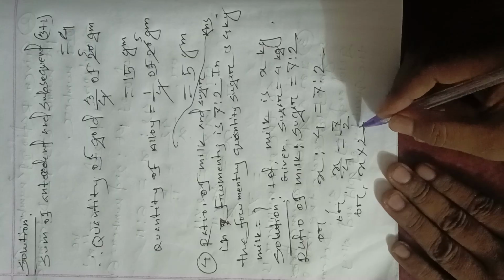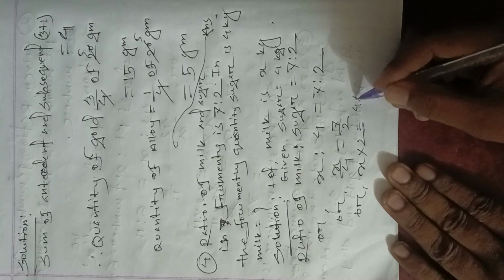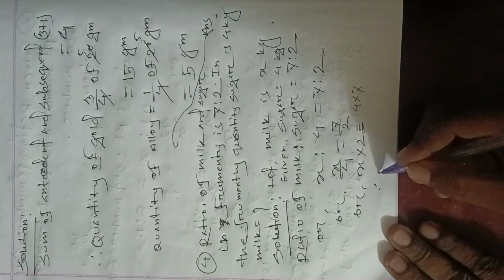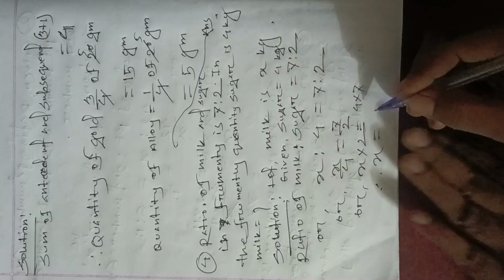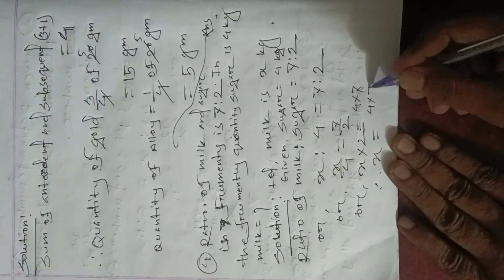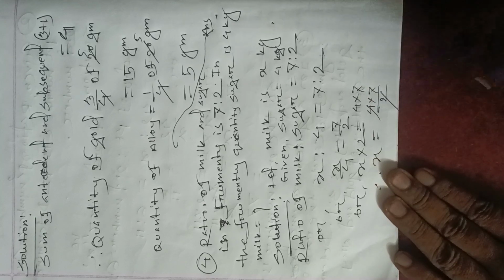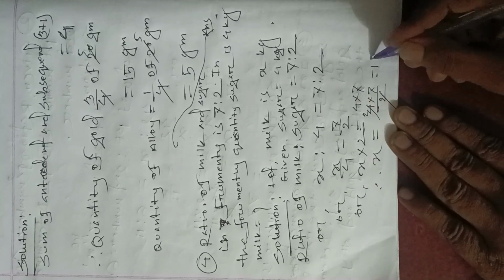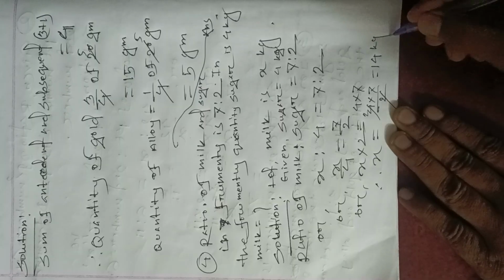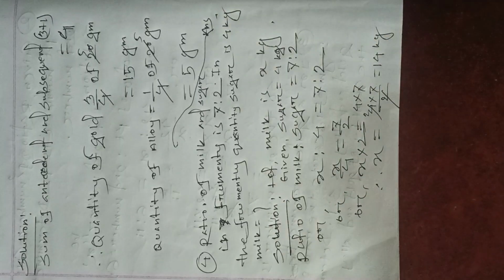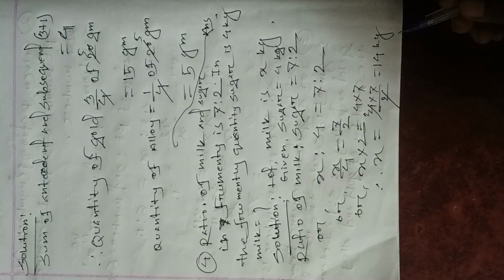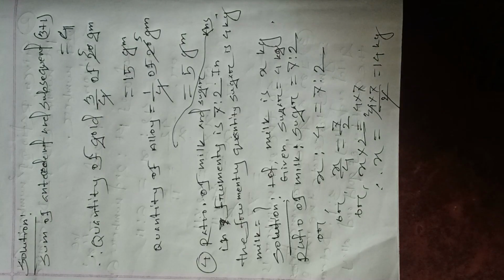equals 4 into 7. Therefore x equals 4 times 7 over 2. If we cut 4/2, it becomes 2. Then 2 sevens are 14 kg. Now we get the quantity of milk is 14 kg. This is our answer.